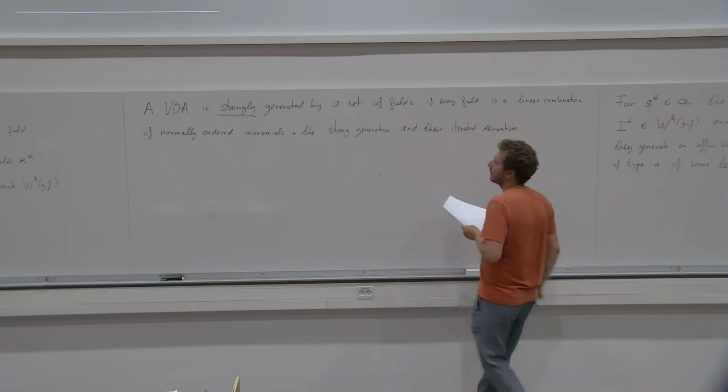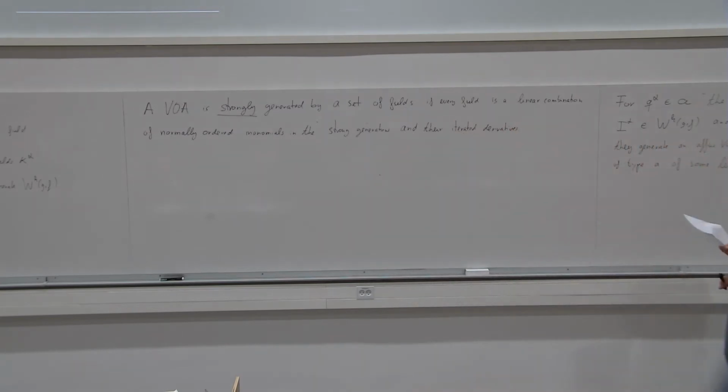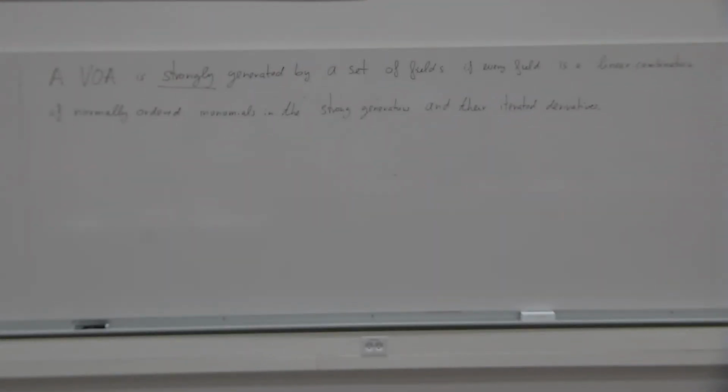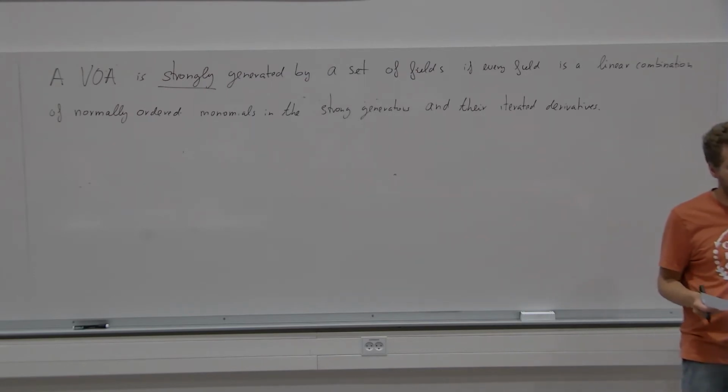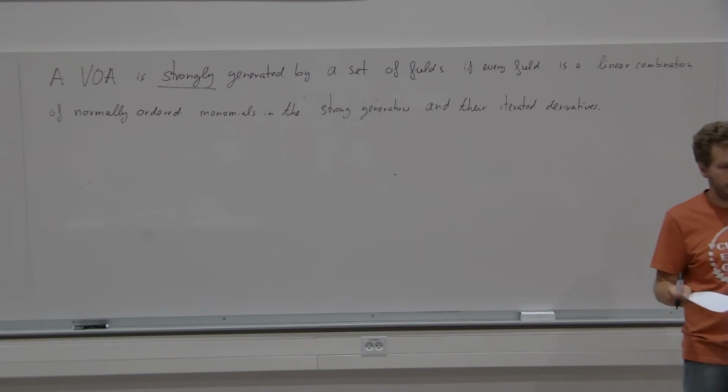So in this sense of this sentence, the strong generators are the important information you need to know about your vertex algebra. It means you hopefully find a finite set of fields. For example, for the affine vertex algebra, this finite set of fields was given by the fields associated to a basis of your underlying finite dimensional Lie algebra. And then every field can be written as a normally ordered polynomial in these fields and their iterated derivatives.